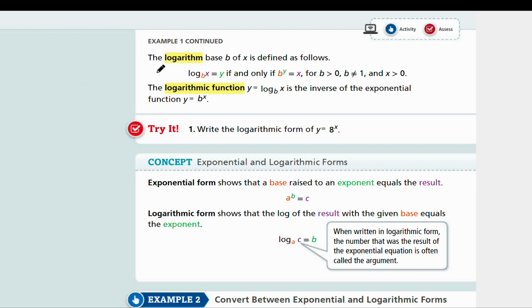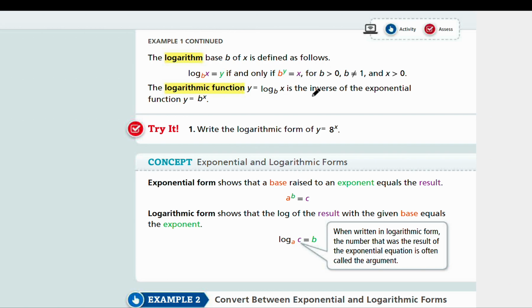So the log function y equals log base b of x is the inverse of the exponential function y equals b to the power of x. We're not saying these two are the same, they're inverses, okay? So let's try number 1. Write the log form of y equals a to the power of x. Can you do this by yourself looking at this form?